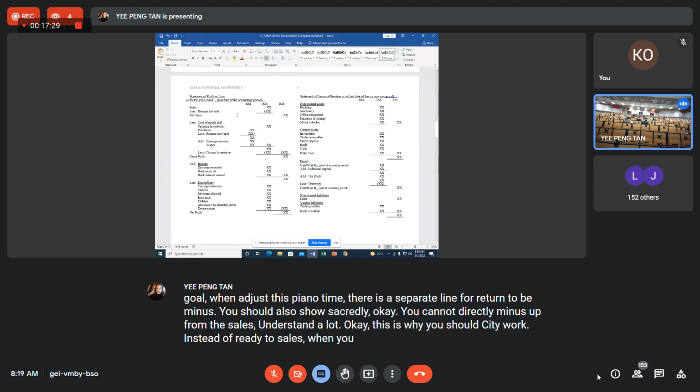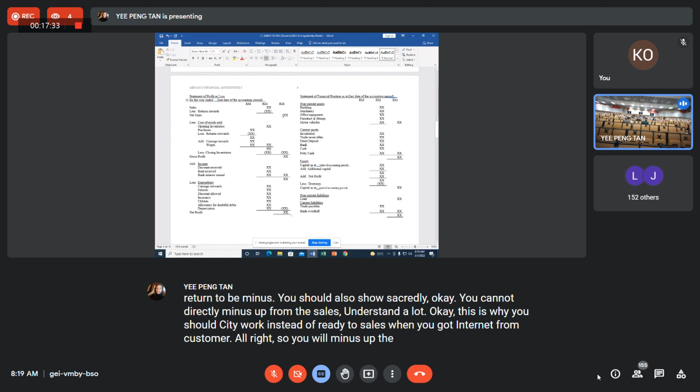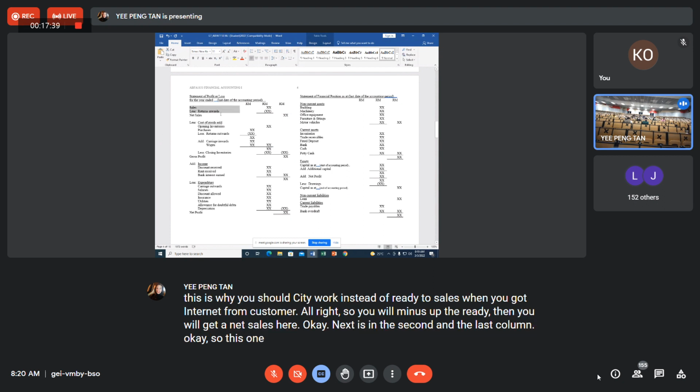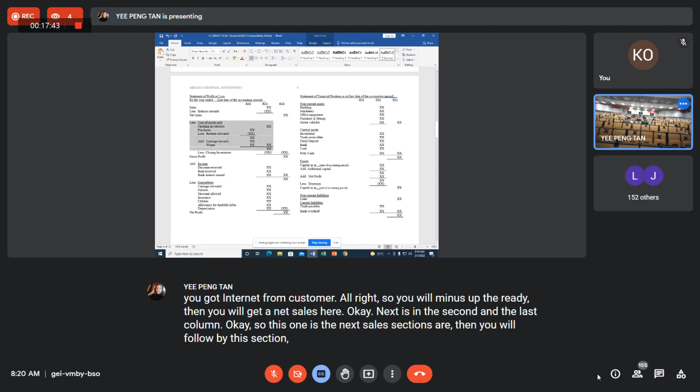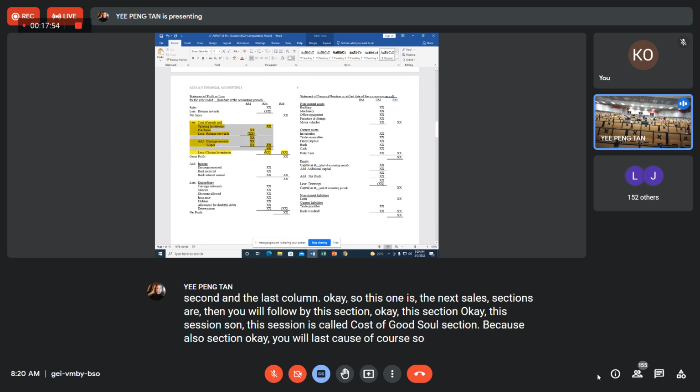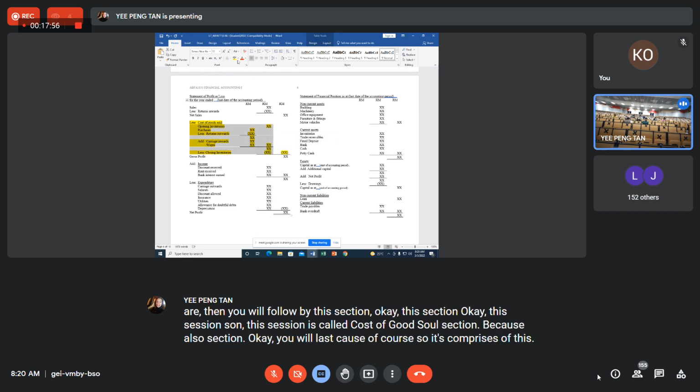Understand or not? This is why you're supposed to debit return inwards instead of debiting sales when you get returns from customers. So you minus it out, then you will get net sales in the last column. This is the net sales section. Then you will follow with this section, which is called the cost of goods sold section. You will less cost of goods sold. Cost of goods sold comprises these few items only.